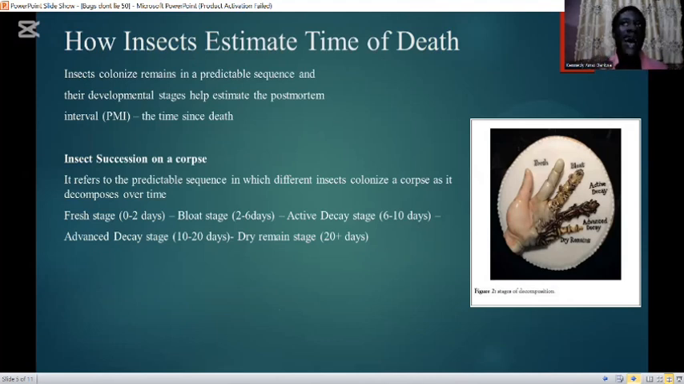So it has 5 developmental stages. The first stage is 0 to 2 days. Then they move to the bloat stage, that is 2 to 6 days. And then the active decay stage, 6 to 10 days. The advanced decay stage, 10 to 20 days. And then the dry remains stage, that is beyond 20 days. This is depicted in the image over there. So this is how insects colonize the corpse in a predictable manner.